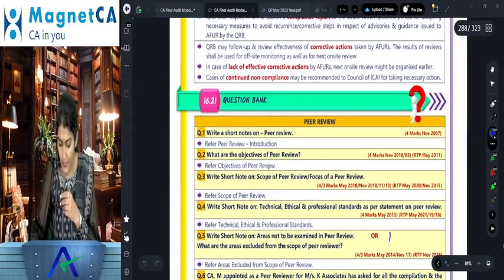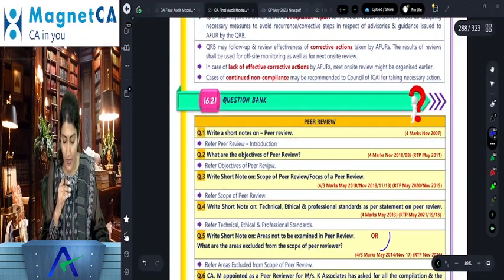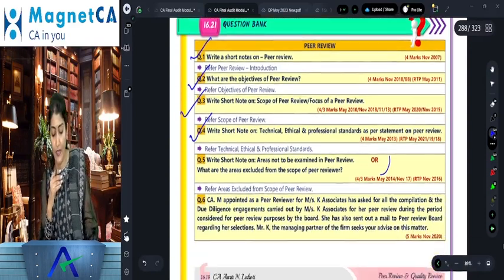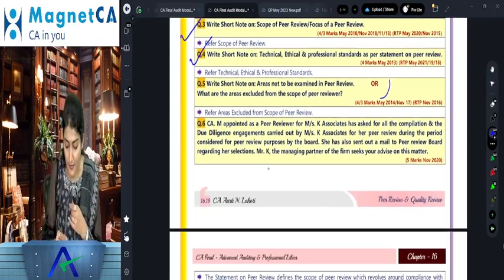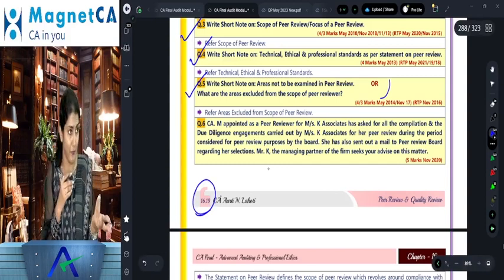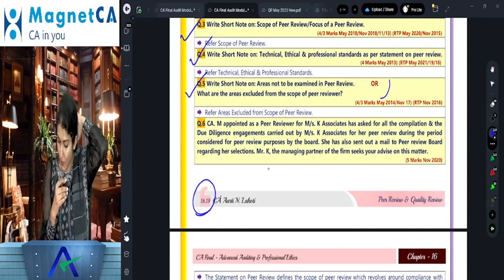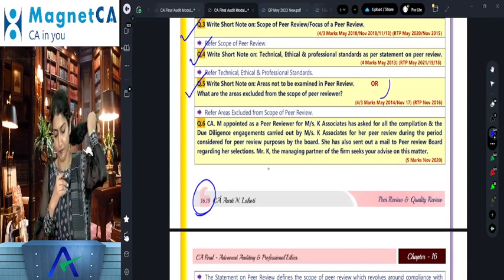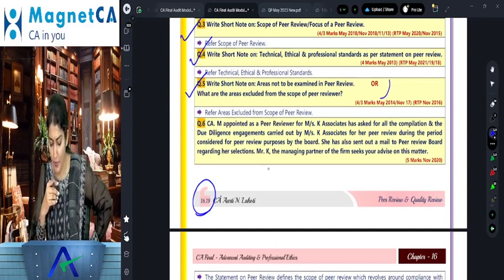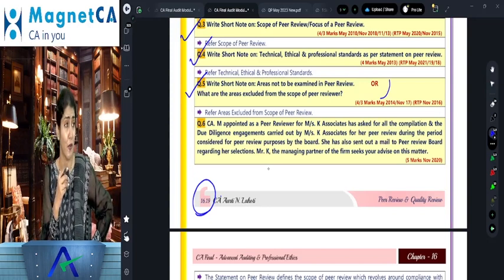So again, we have the questions coming in your exam regarding the write short note on what is peer review, objective of peer review, scope of peer review, what you mean by technical, ethical and the professional standards, and what are the areas not to be examined in peer review. Page number 16.19. Right, page number 16.19, read question number 6. Mr. M, appointed as a peer reviewer for K Associates, has asked for all the compilation and the due diligence engagement. Is that covered in the scope of peer review?